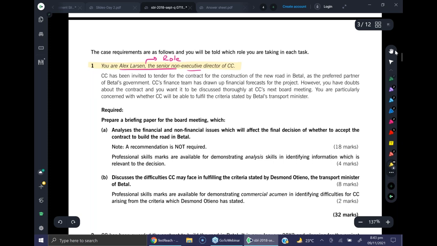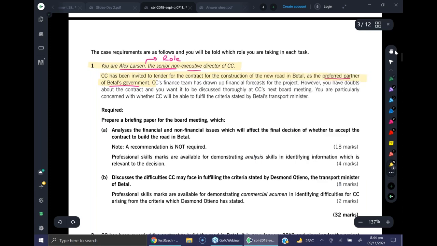And it is always that you are given a strategic level role where you will have to give suggestions, write reports, etc. CC has been invited to tender for the contract of the construction of the new road in Beetle as the preferred partner of Beetle's government. So you remember that in the introduction, the question says that we are considering a project, construction of a road in Beetle, and now they are telling you that you have been invited to tender for the contract and you are the preferred partner of Beetle's government already, right? But you're not the final chosen partner for the government, you're only the preferred partner.